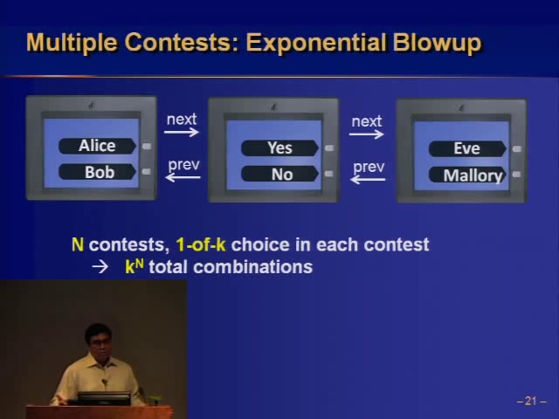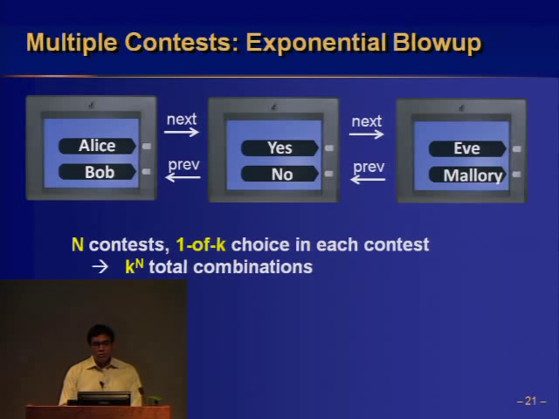So N can be quite large, and you can think of each contest as a choice of picking one out of K. So if you have K choices in the first contest, K choices in the second contest, K choices in the third contest, and so forth, you have a total of K to the N possible combinations to test. And so this is a huge number of combinations in practice for human-based testing.